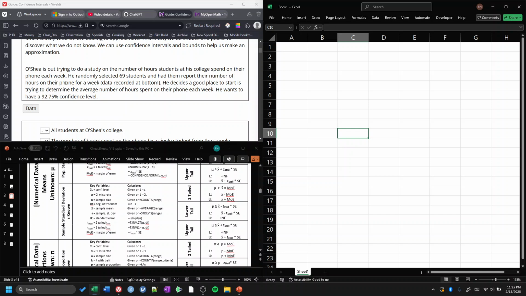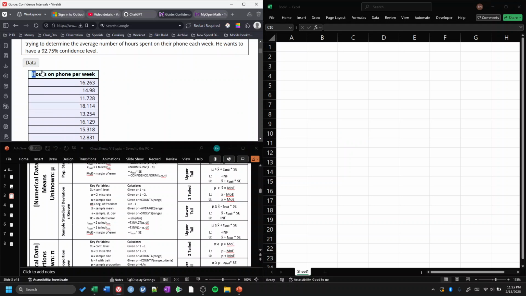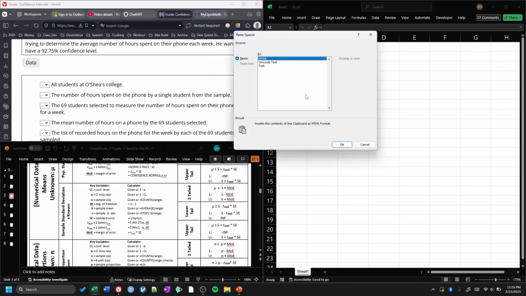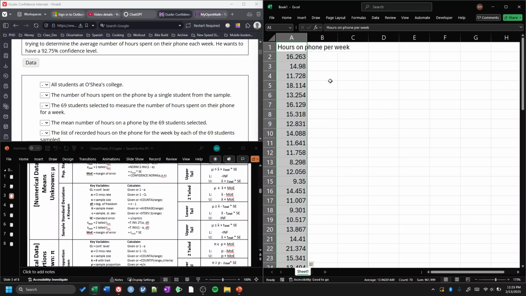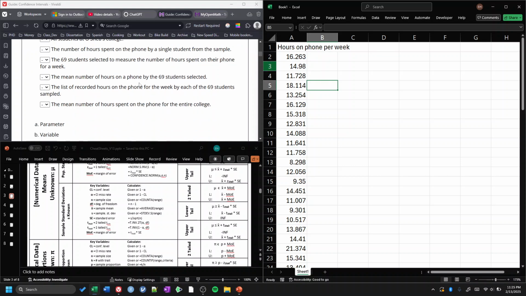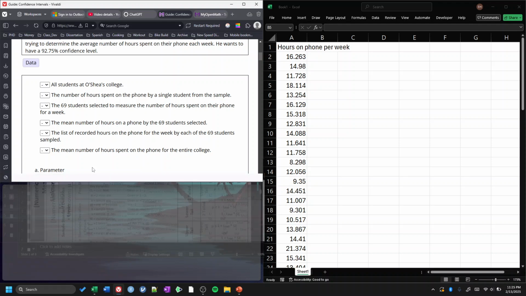Okay, so first things first, let's go ahead and grab our data. We can click on our data, highlight across. Let's go ahead and copy that, and let's bring it over to Excel. So I'm just going to drop this into A1. I'm going to do a paste special and text and click OK, and that gets my hours of phone per week right here.